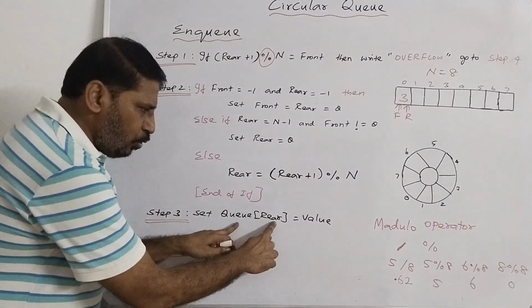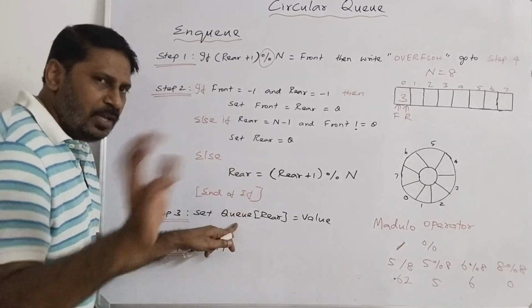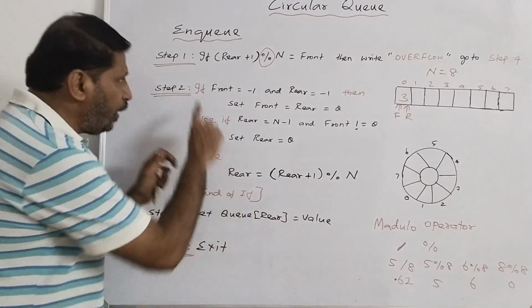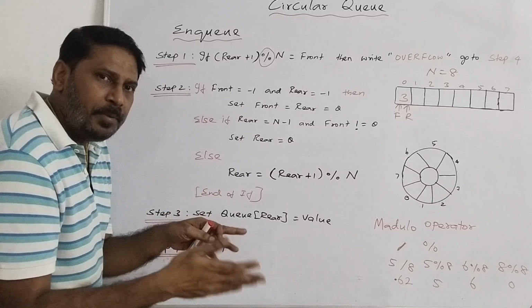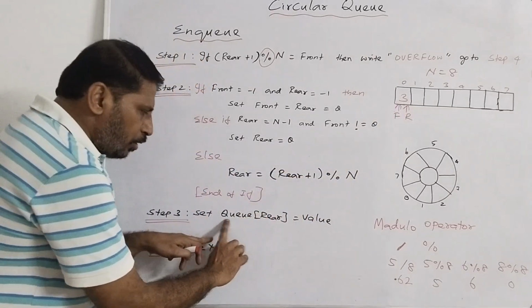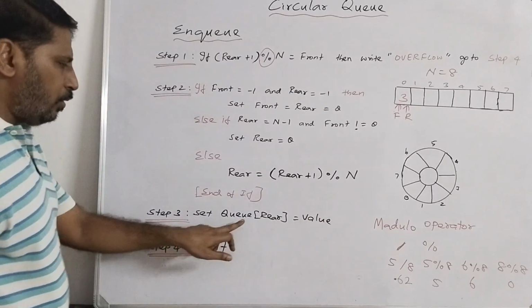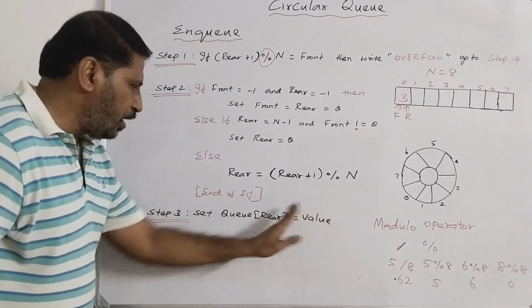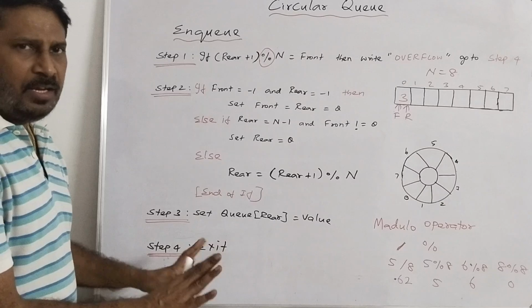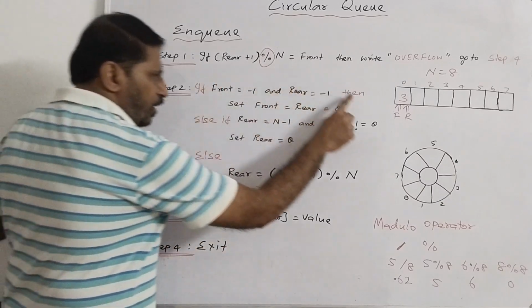Why is it given as Q of rear? Through rear only I am executing the enqueue operation, and through front only I am executing the dequeue operation. So even though both pointers point to the same position, Q of rear only maintains the value. Then it saves the value and we exit. This is the first successful execution of the first condition.